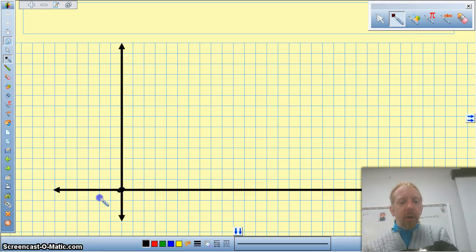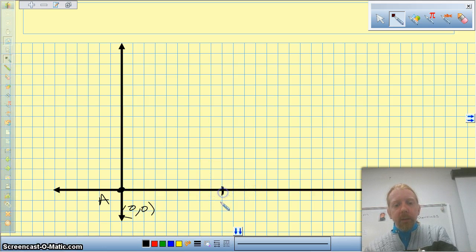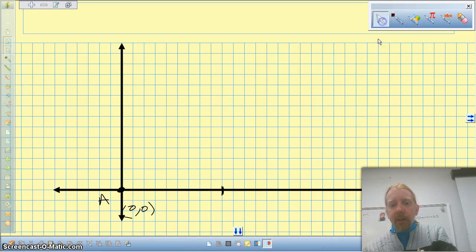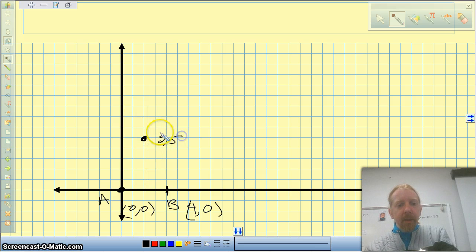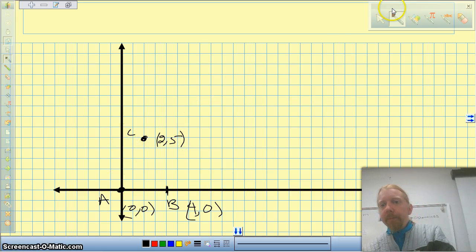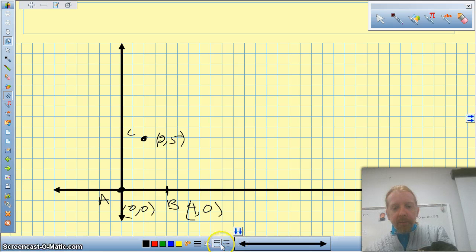So we'll use the origin, we'll call that A, 0, 0. And let's use this point here. Actually, no, let's not get that far down the line. We'll use this point here. And that's going to be B. And that's, as we can see, 4, comma 0. And then we'll use this point right here. And that's going to be, let's see here, 2 by 5. So that's 2, 5. And that's point C. Now, let's go ahead and draw some lines in there.